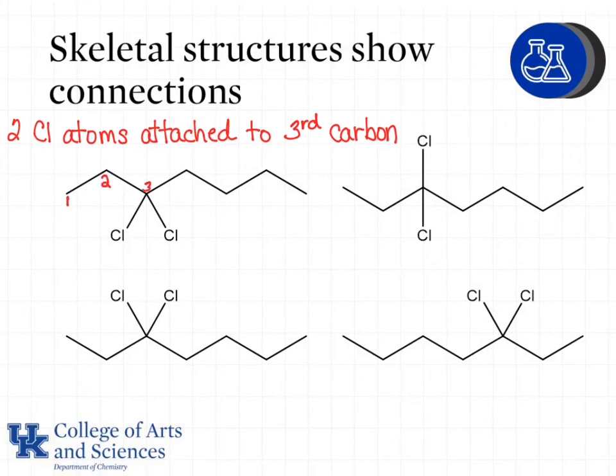So we have 1, 2, 3 carbons with 2 chlorines attached in each of the first three examples. On this last example, the molecule is the mirror image, but it still shows 2 chlorines attached to the 3rd carbon in the chain. The important thing is that we recognize how atoms are connected to one another and keep that consistent. Little details of drawing, whether they're both pointing up or pointing down, are not relevant with Lewis structures.